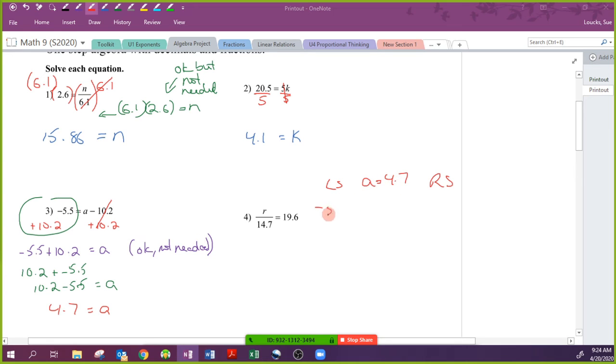My left side is negative 5.5. Can't make that any simpler, so I'm going to circle it. My right side is A minus 10.2. I'll replace my A with 4.7 minus 10.2. My calculator tells me that's negative 5.5. That's as simple as that can get. Now I'm going to compare them. They're the same. I'm going to put a check mark.